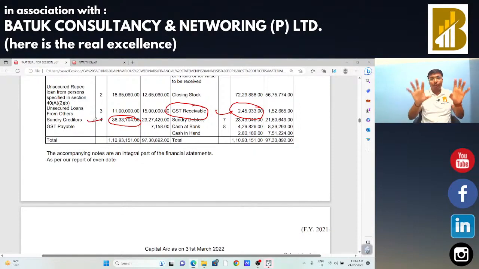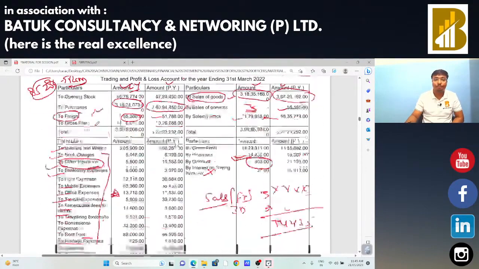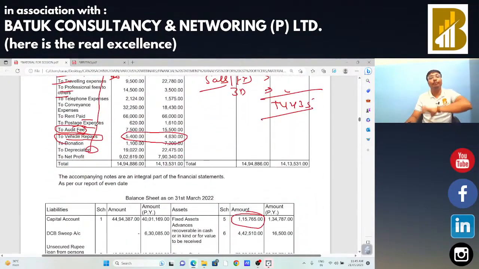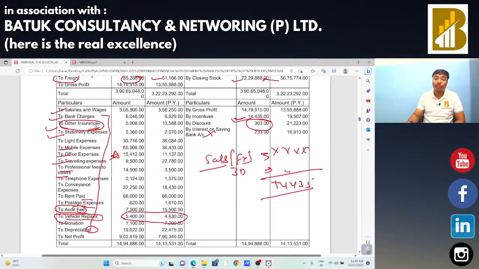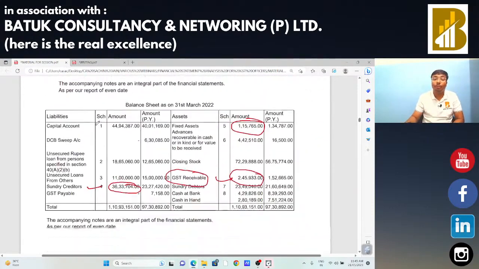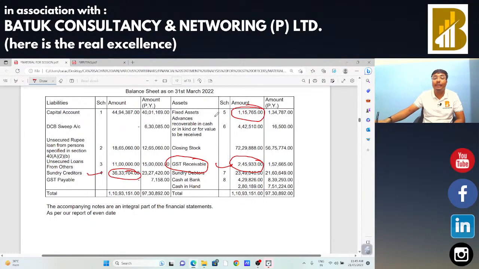So these are the important parameters on which we need to do the analysis from financial statement point of view, from the point of view of our balance sheet, trading and profit and loss account. These are the important points. Profit and loss account में से we need to analyze each and every segment, and if I am talking from balance sheet point of view, in that case more significant is our fixed assets point, our GST return, GST receivable point, our sundry creditors point.